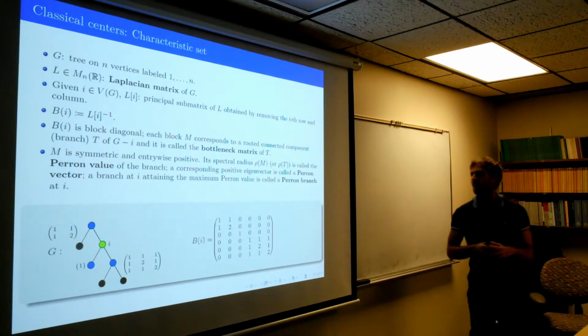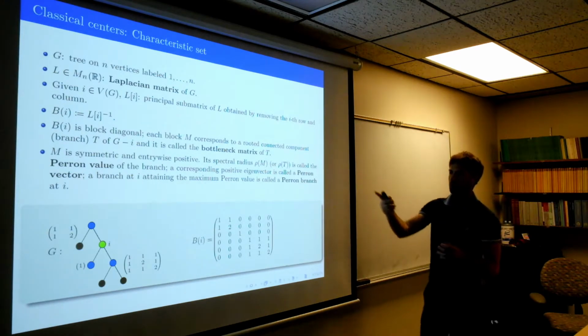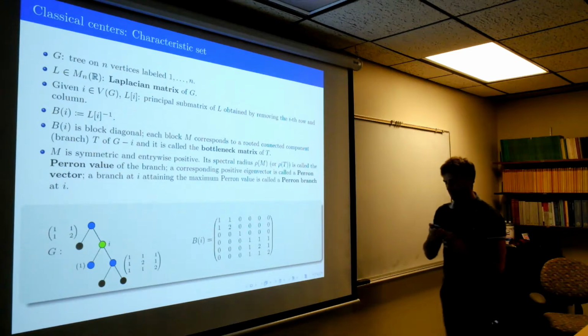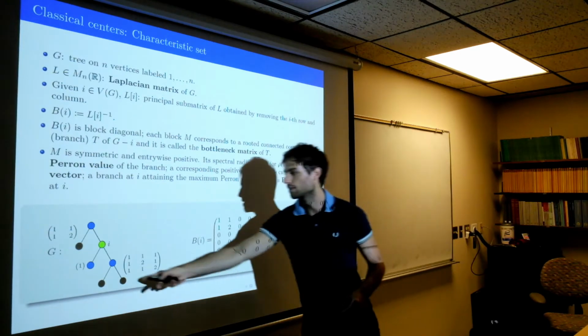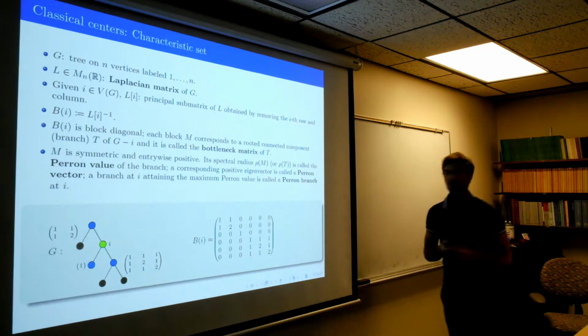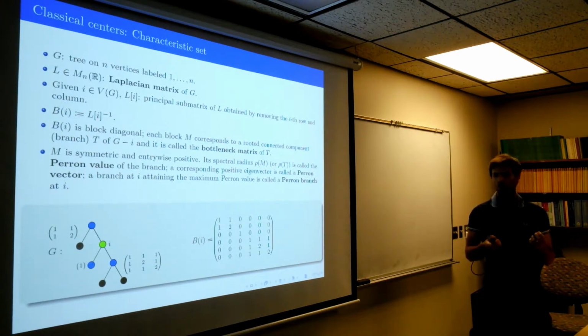And finally, a branch attaining the maximum Perron value at some vertex i is called a Perron branch. So in this case, we have 3 blocks, and the vertex attaining the maximum Perron value is this one. So this block here is the unique Perron branch. So one natural question is: is this Perron branch unique or not?